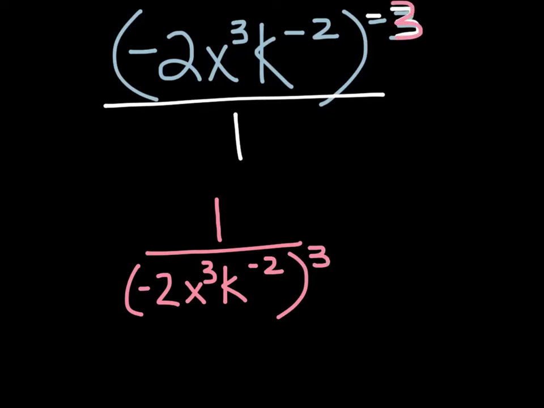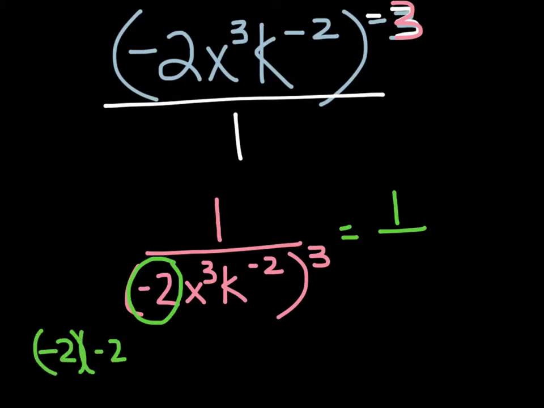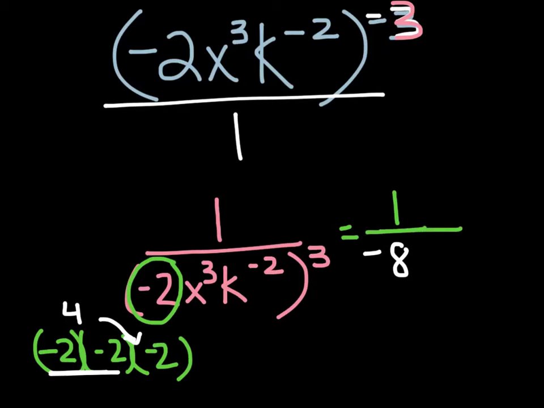Okay, so now I need to work this out. So I'll keep the 1. Now I need to do the third power to every single thing. So here, I need to do negative 2 to the third power. That means negative 2 times negative 2 times negative 2. Well, a negative 2 times a negative 2 is a 4, times another negative 2 is a negative 8. Okay, so I got that part.